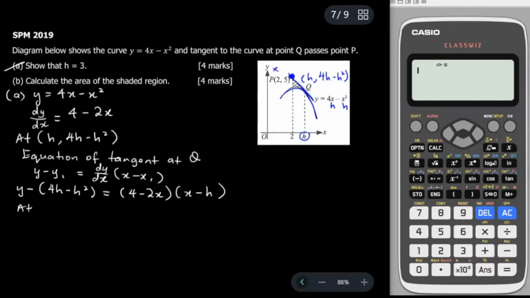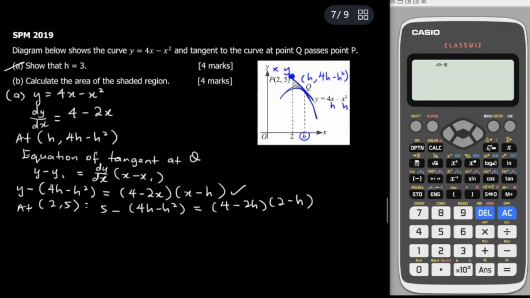Okay, so at this point, point P, which is here, the x is 2 and the y is 5. So at (2, 5), I'm going to substitute x equals 2 and y equals 5 into this formula. So we get 5 minus (4h minus h squared) equals (4 minus 2h) times (2 minus h).